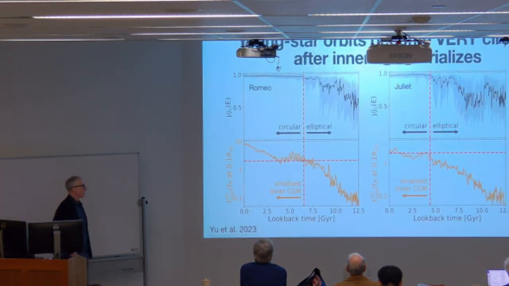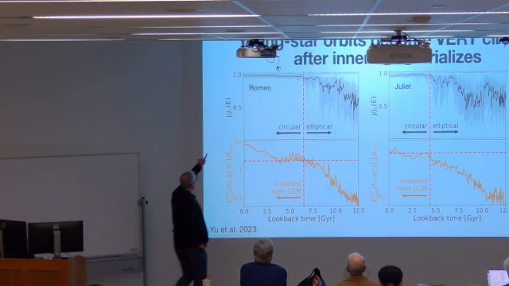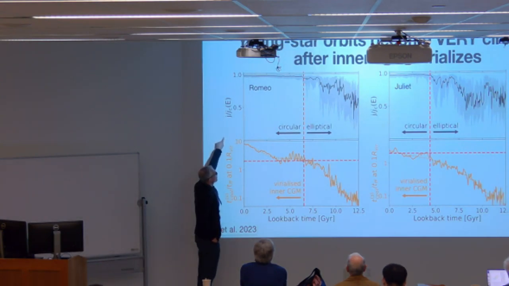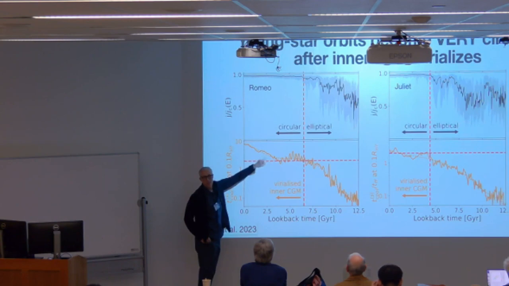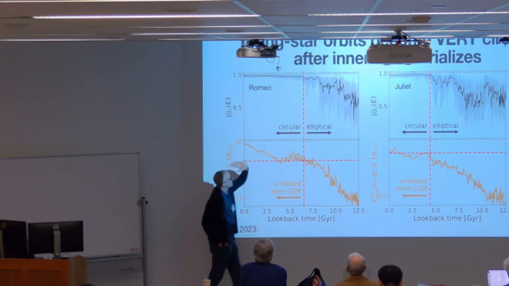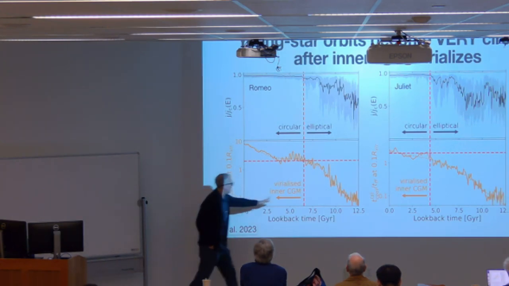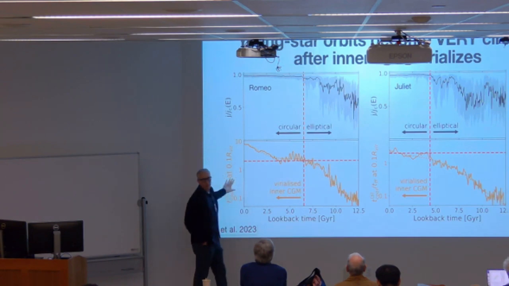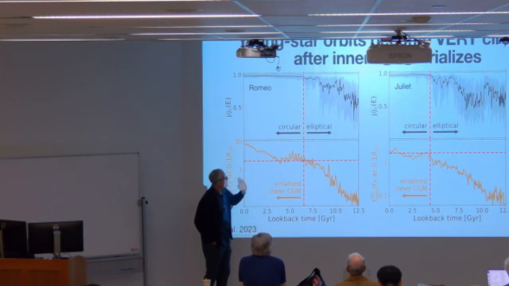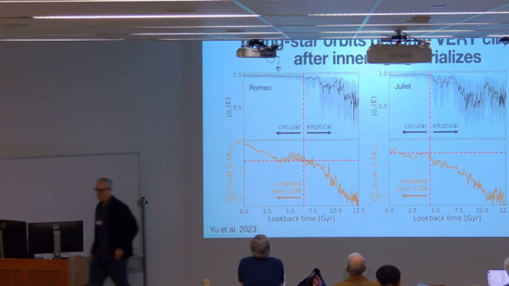Particularly, just to hit it over the head, if you look at the circularities of stars as a function of time in Romeo and Juliet, it's a pair of ELVIS pairs. Elliptical at early times, it snaps to 1 at late times. That snapping to 1 corresponds to the point when the inner CGM virializes. You see this for all 12 of the systems we've looked at. Very tight. And it's really quite remarkable that this is what you see.